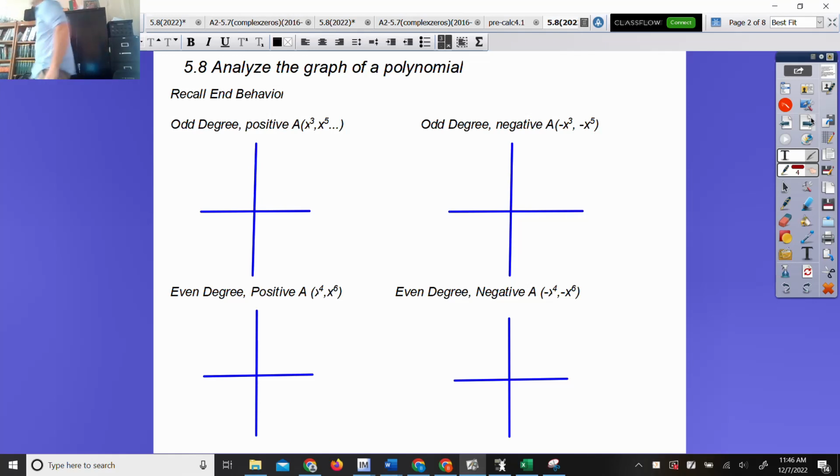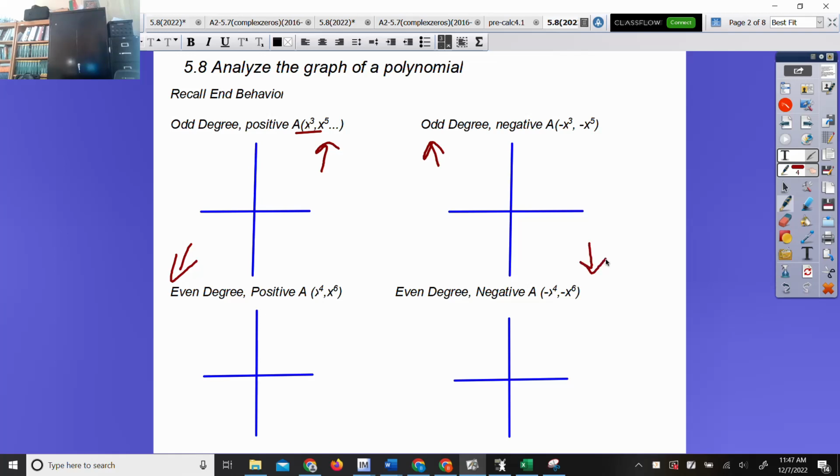First concept is end behavior, which was taught in 5.2. I think it's 5.2. Is that a 5.2 or 5.3? This is an odd degree positive a, so like x to the third, x to the fifth. You remember how x cubed or x to the fifth start their day? Low, ends high. That's what they do. If you have an odd exponent, you start low, you end high. What happens if that leading coefficient becomes negative? Starts high, ends low. By all means, use your hands to do it too.